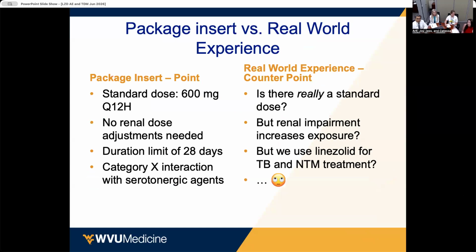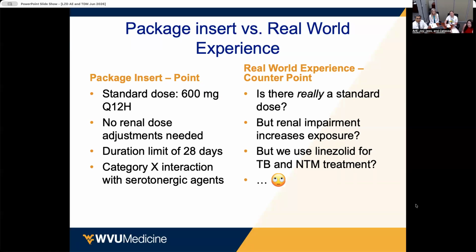But I want to counterpoint this with a bit of real world experience. One, is there really a standard dose of any antimicrobial available? No, we'll go through that a bit more. No renal dose adjustments are needed per the package insert, but renal impairment does increase exposure of linezolid. We'll dive into that a bit more.